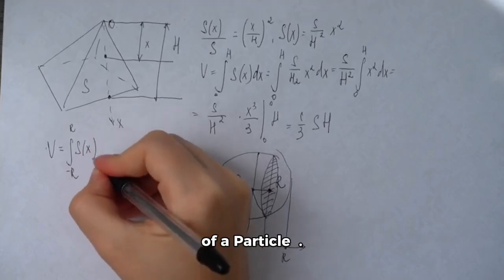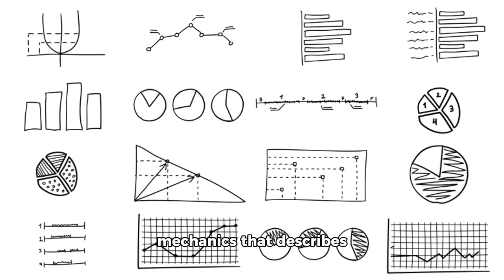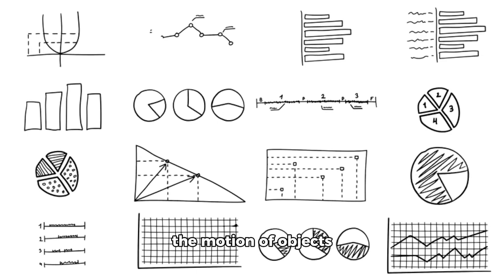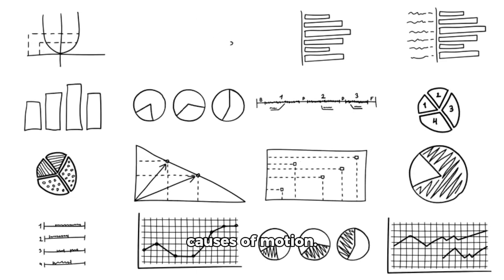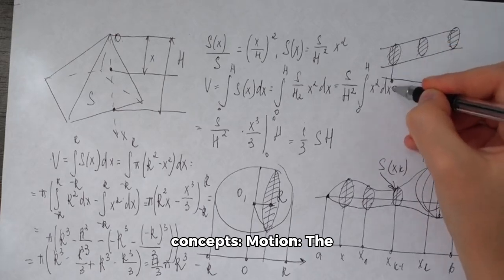Chapter 1. Kinematics of a particle. Introduction. Kinematics is the branch of mechanics that describes the motion of objects without considering the causes of motion. This chapter introduces several fundamental concepts.